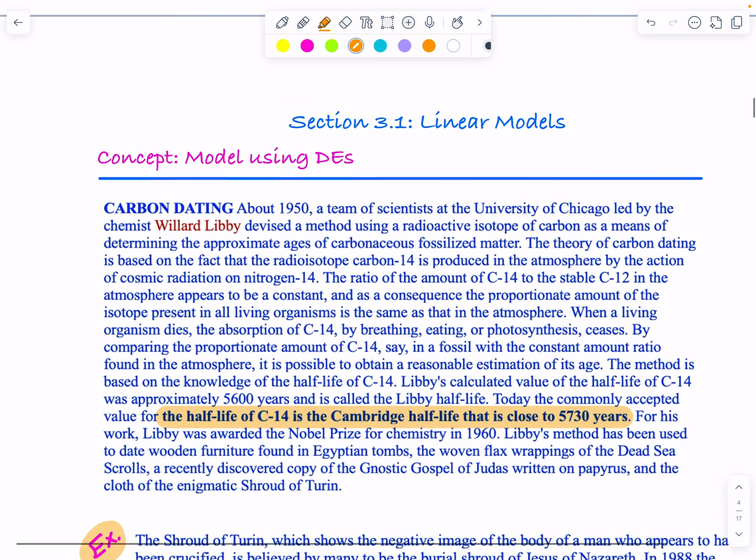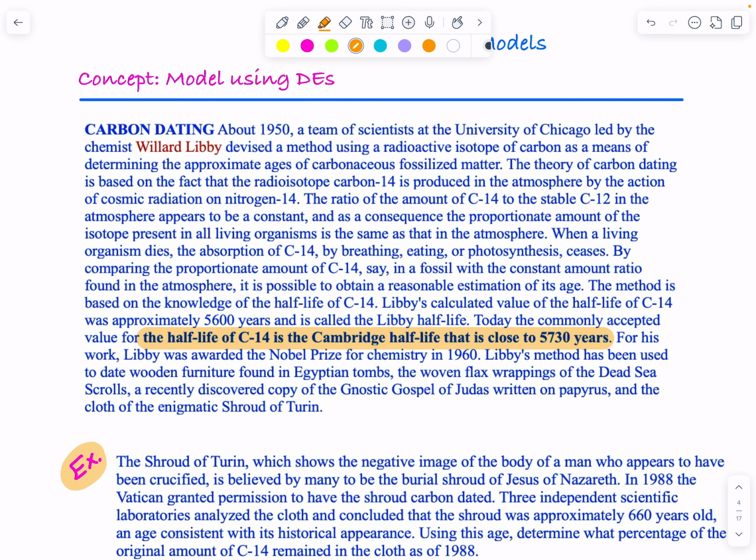All right, so this next paragraph, I'm not going to read it to you because it's boring. You can read it, it's in your notes. But pretty much what we found, this person, last name is Libby, calculated that the half-life of carbon-14 was, he said at that time, about 5,600. But in modern years, we have found that the half-life of carbon is actually 5,730. That's what we're using now.